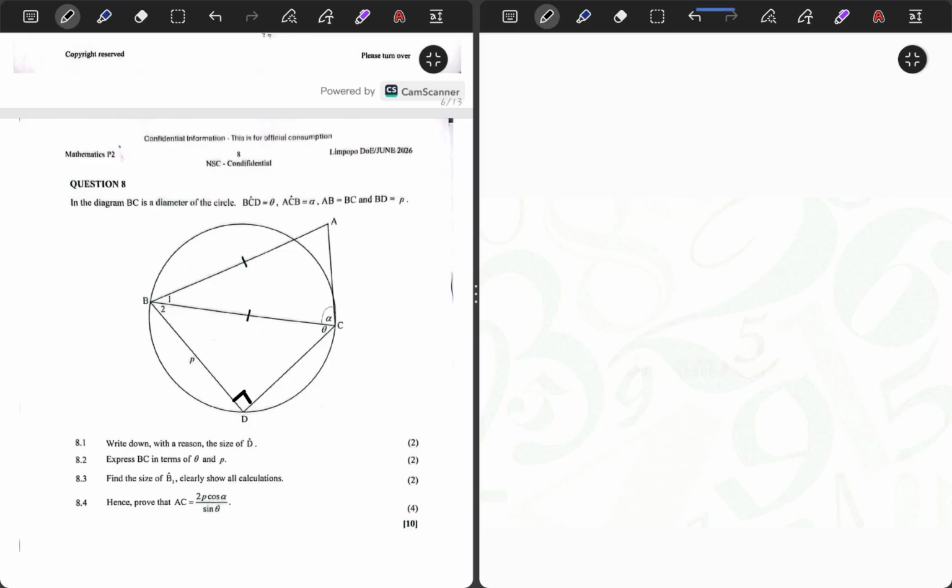Then the first question, 8.1, they say write down with reason the size of angle D. That has to be 90, because of a semicircle.